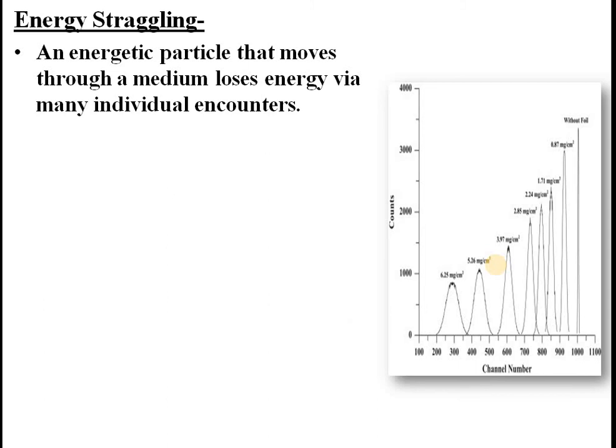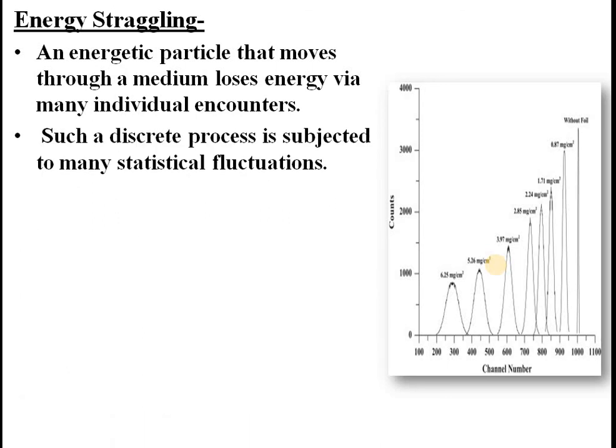An energetic particle that moves through a medium loses energy via many individual encounters. Any projectile, when it passes through the target, has to undergo a very large number of collisions. In every collision it loses some amount of energy, and that loss may not be the same for all particles. It may be slightly different for different particles. That is why the spectrum is not a line; instead it is a broad patch, a Gaussian peak.